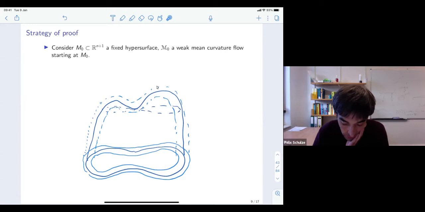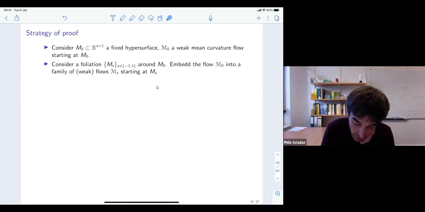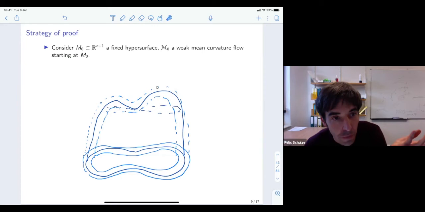So we consider a foliation, M_s around M0. This is what I've drawn here. Now we embed this flow M0, this dark blue flow here, into a family of weak flows starting at these initial surfaces. This gives a foliation of flows, which foliates space-time. Okay, now what do we do?